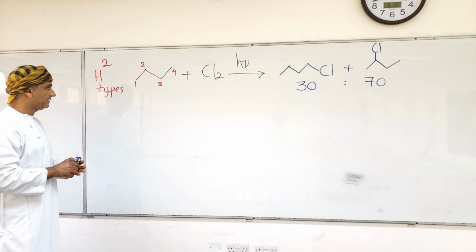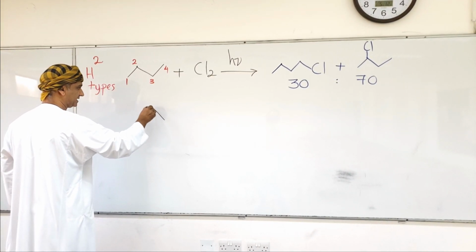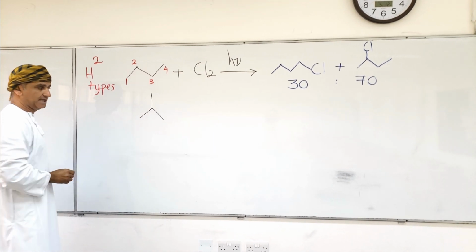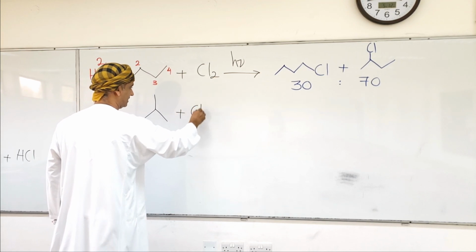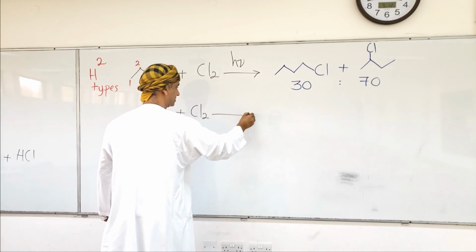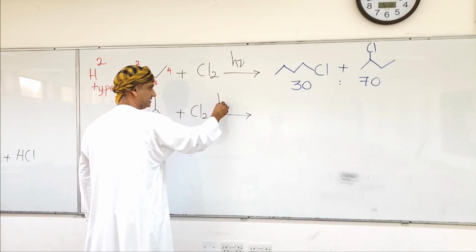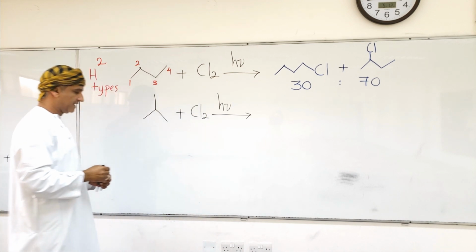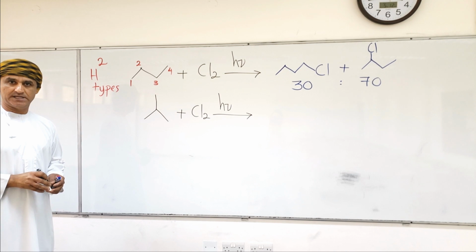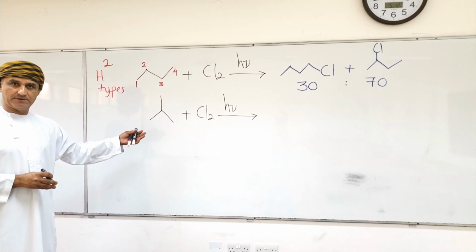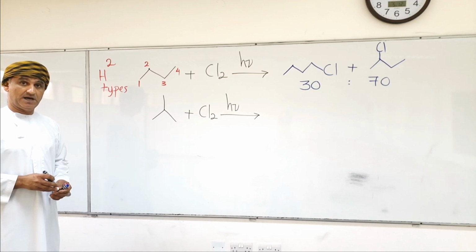Now, if we take another example, and this other example involves isobutane, isobutane can be chlorinated also under the same conditions. So isobutane plus chlorine in the presence of light, and again, before we commit to writing the products, we should think carefully about the number of products expected, and that will depend on the number of hydrogen types.